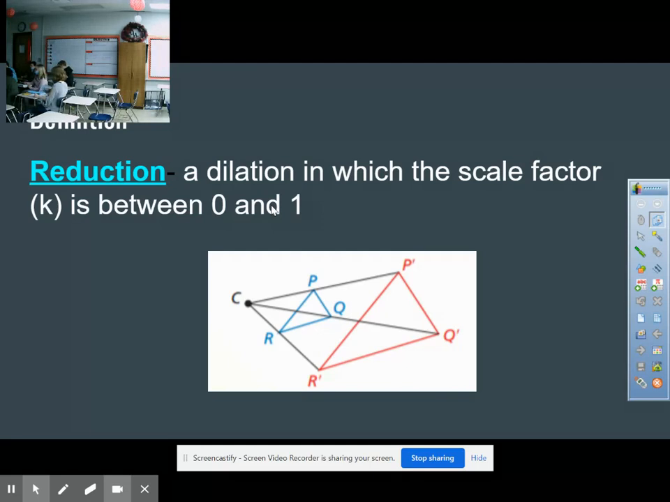Okay? Yes. You need the notes? I've been sitting here looking for them. Sorry. Luckily, this is the first thing that you have to fill in. Right there on that first line where it says a reduction, you need to fill in where it says 0 and 1. It's between 0 and 1. Sorry.